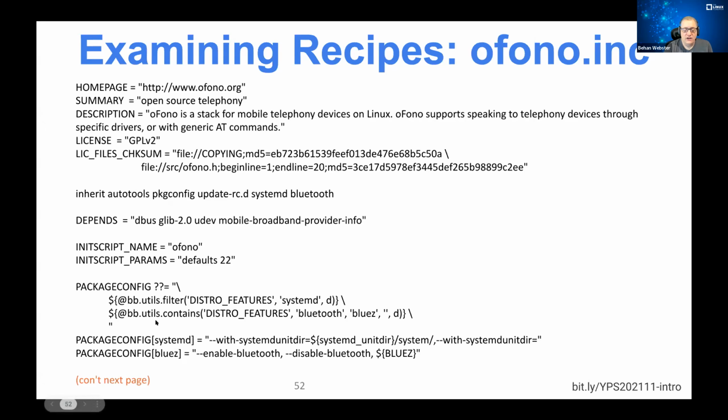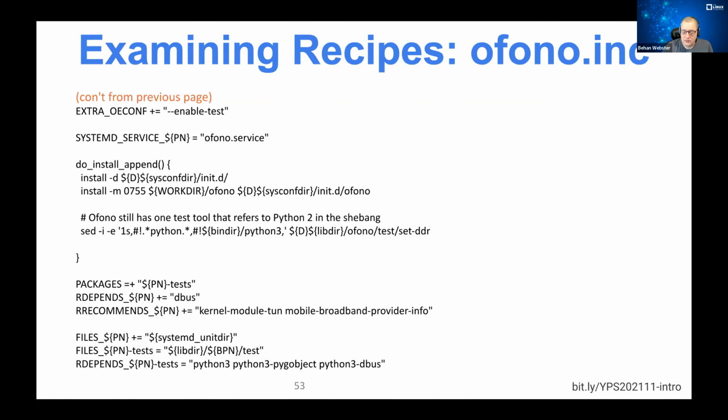But otherwise, we have our package configuration again with some dynamic metadata, and then we have package configuration information that is added again depending on what things are set appropriately, whether we've got Bluetooth enabled or whatnot. Here we have our extra OEConf that's passed in for configuration. Again, systemd settings, in this particular case, what the name of the service file is. We are adding to the install step, we're adding some extra steps, again, without actually rewriting the install step. We're just saying append this to the do install. And then again, we have our packaging and runtime dependencies here at the bottom. And again, more packaging information here.